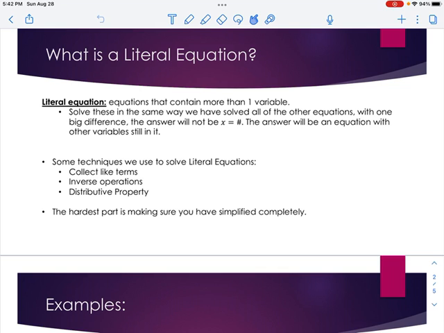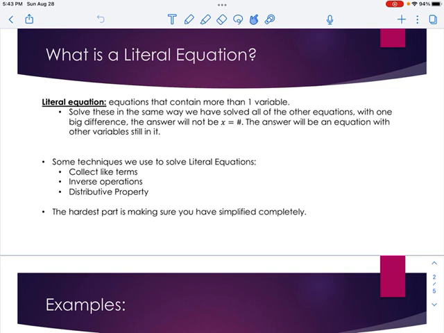Now, when we go to solve these, we solve them in the same way we have been solving all of the other equations that we've done. There is one big difference, however, and this is the part that kind of throws students sometimes. The answer will not be like x equals 5 or x equals -2. The answer will be an equation with other variables still in it. So that is the hardest thing to get used to with literal equations. You're not going to get a final answer.